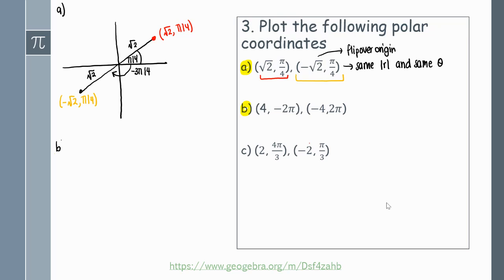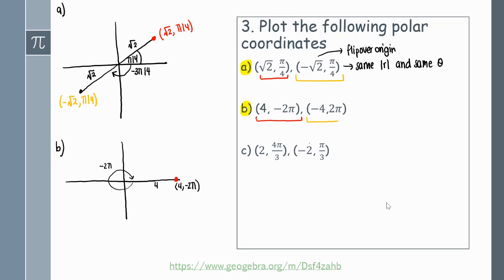For B, I have the point 4, minus 2 pi. Start with the angle. If you go minus 2 pi around, so we go clockwise direction all the way back to my positive x-axis. If they then go 4 units along in the same direction, I'm going to end up somewhere here. That's my first point.